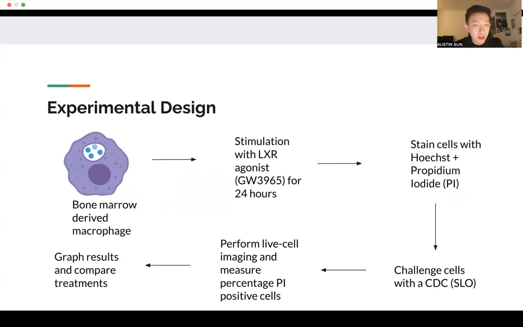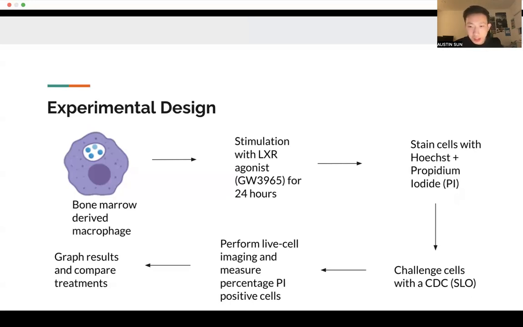Hoechst marks the nuclei of all cells within the sample, both alive and dead. So that gives us a good baseline to compare to. And then PI specifically only marks dead cells. So in the context of this study, if a cell is infected with the CDC, that creates these pores on the plasma membrane. And only then is the PI able to permeate through the cells and create that signal. Without the pores on the membrane, PI wouldn't be able to permeate, and therefore there would be no signal. And the purpose of PI would just be to mark dead cells in this experiment.